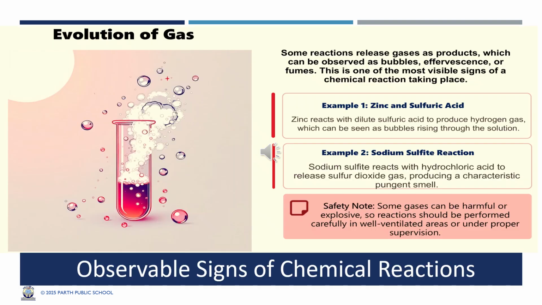The very first observable sign of chemical reaction is the evolution of gas. Some reactions release gases as products, which can be observed as bubbles or fumes. This is one of the most visible signs of a chemical reaction taking place. For example, when zinc reacts with dilute hydrochloric acid, hydrogen gas is evolved. The formation of bubbles is a clear sign that a chemical change has taken place.